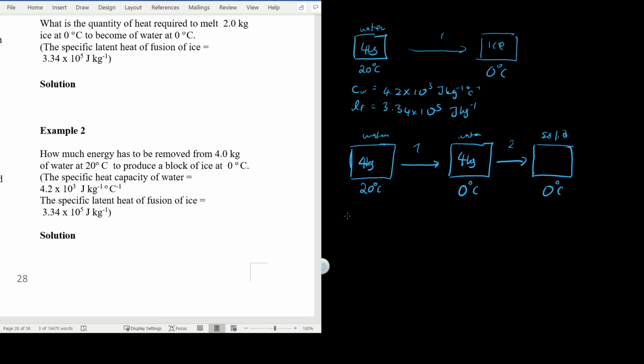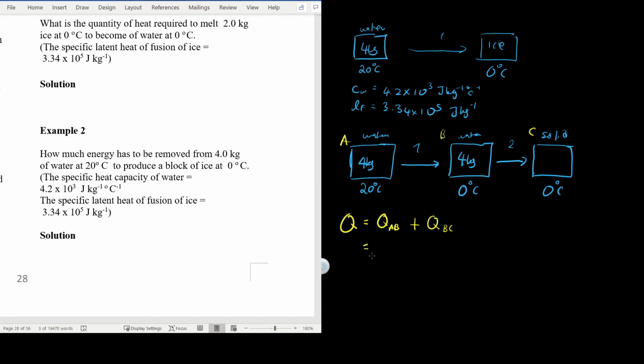So how to calculate this? The amount of heat required to change from this point, let's say this is A, from A to C, of course through B. The amount of heat required to change from A to C is equal to the amount of heat required to change from A to B, plus the amount of heat required to change from B to C. That is the total amount of heat required to complete the process.